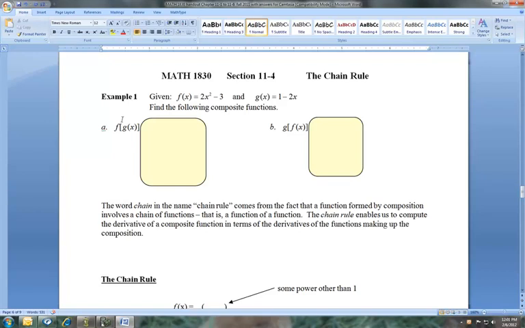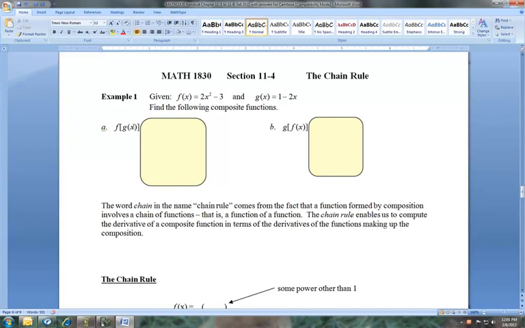Okay, now we're going to go over the very last section, and this is about the chain rule. This first part that we're going to look at is what we did in our pre-calc classes when we had a function inside a function. It's called a composite. So in these particular problems that I've got in example 1, f of x is equal to 2x squared minus 3, g of x is equal to 1 minus 2x. And they want us to find the composites.